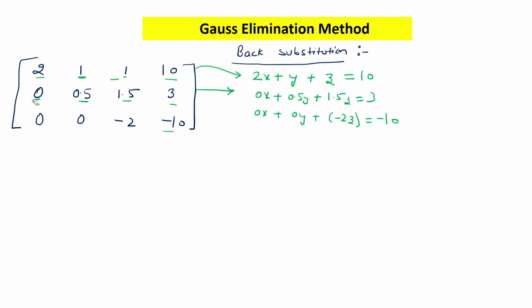Here we can see this coefficient is 0, so this 0x actually can be removed. The same way, these two are 0, so this 0x and 0y can be removed. So we are left with these three linear equations.